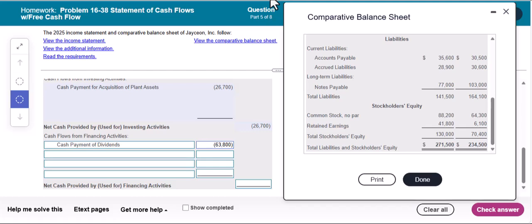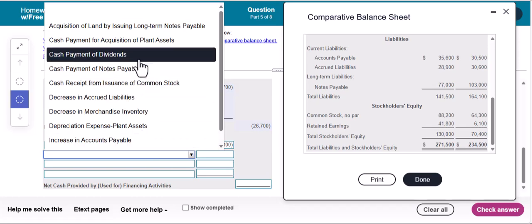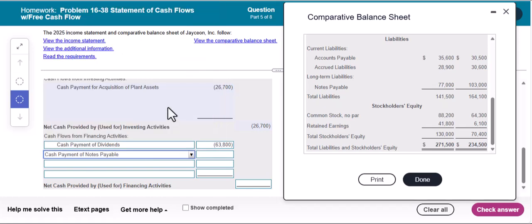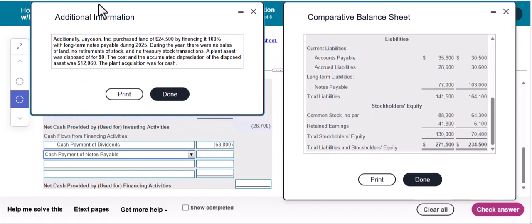So next we are going to have cash payment of notes payable. Go ahead and input that account here, and then I will walk you through how to do this. In order to view the information again, go ahead and click on View Additional Information. At the top here it says, additionally, Jason Inc. purchased land of $24,500 by financing it 100% with long-term notes payable during 2025.